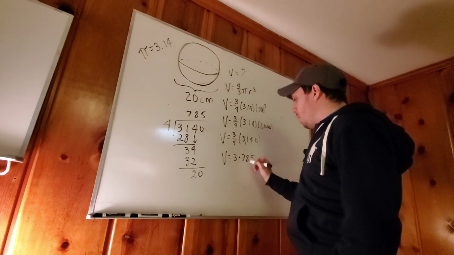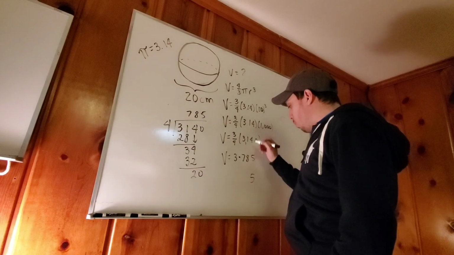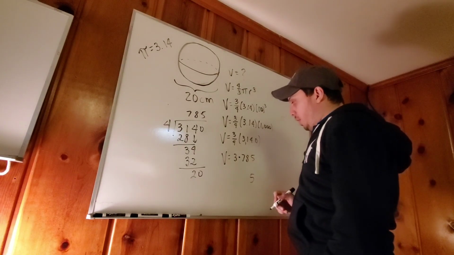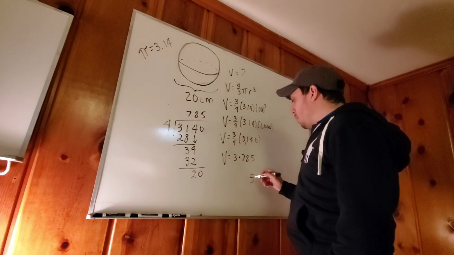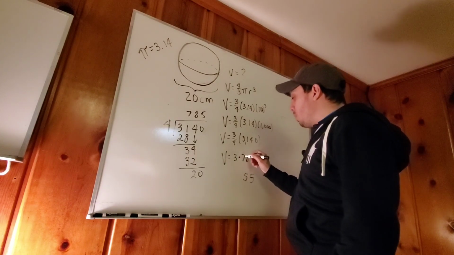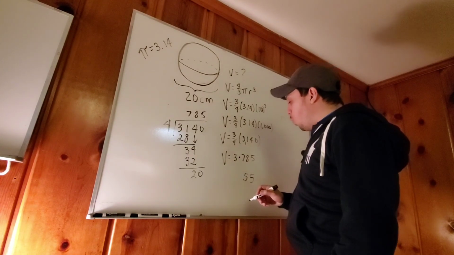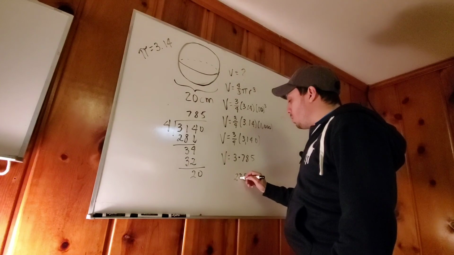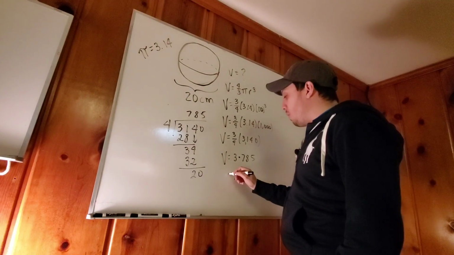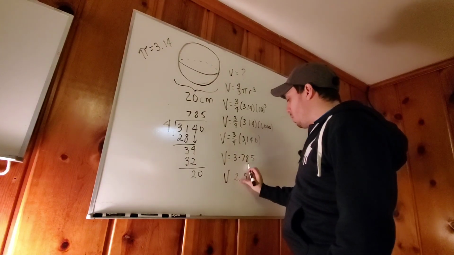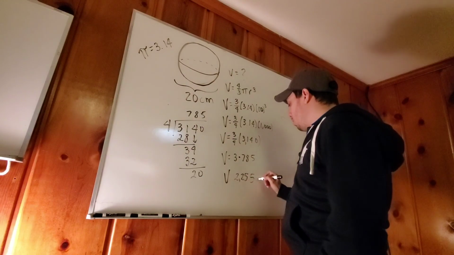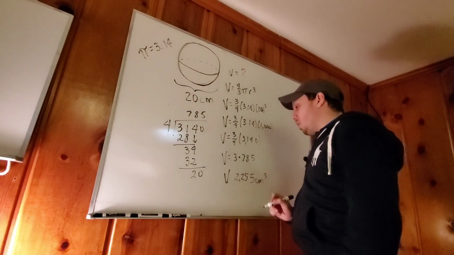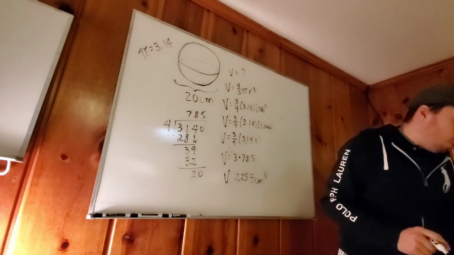5 times 3 is 15, and a 1 goes up. 8 times 3 is 24, plus 1 is 25, and a 1 goes up. 7 times 3 is 21, plus 1 is 22. 2,355 centimeters cubed. Now let's check the answer with the book.